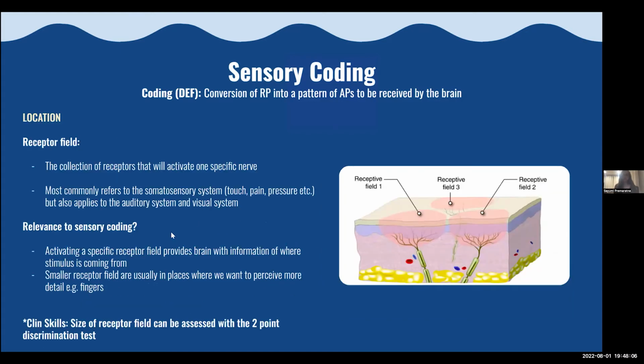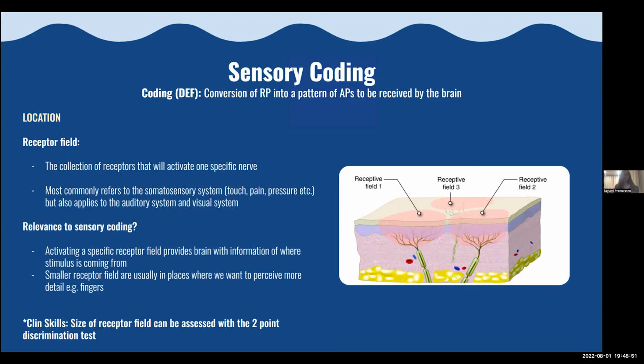Then we have the location. So a receptor field is pretty much a collection of receptors that activate one specific nerve. So in the photo, you can see that one receptor field is like one of those red circles, and any receptor in that red circle, if it's activated, will all converge onto that one sensory nerve. And your brain, if it receives signals from that sensory nerve, will interpret that sensation to come from the specific receptor field. So that's pretty much how those action potentials convey information about the location of the stimuli.